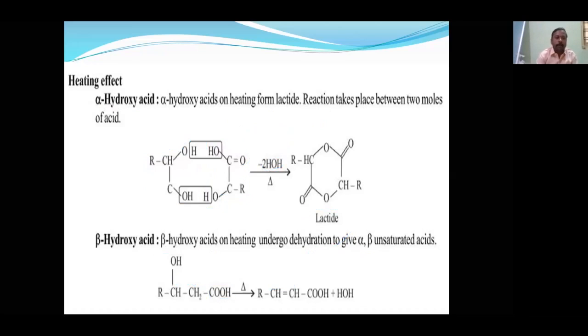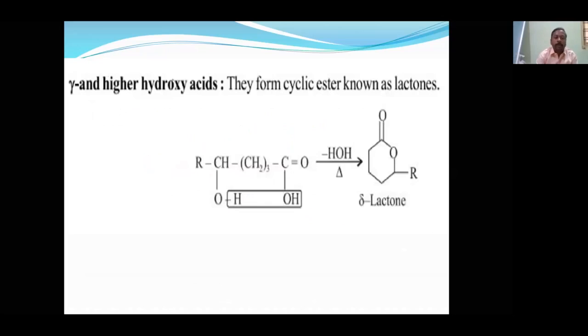And gamma and higher hydroxy, if it is more than the third carbon, then a cyclic ester will be formed. They are called lactones. Lactides will contain 2 oxygens in the circle and lactones will contain only 1 oxygen in the circle. So this type of structure is called a lactone. This is called what? Lactone. Is it clear to all of you? Lactone and lactide, very important things.